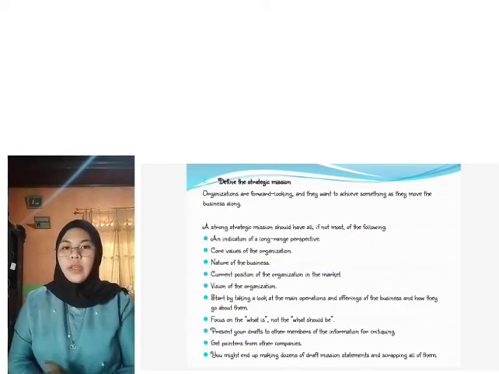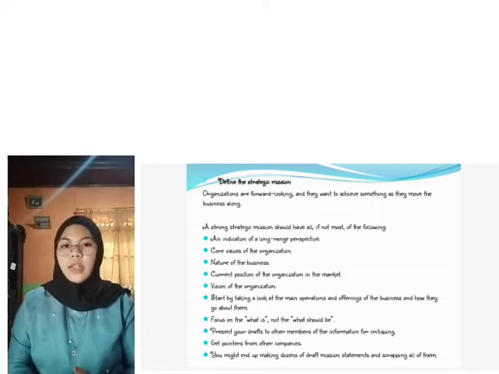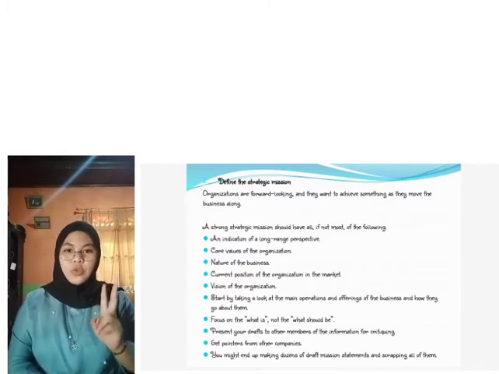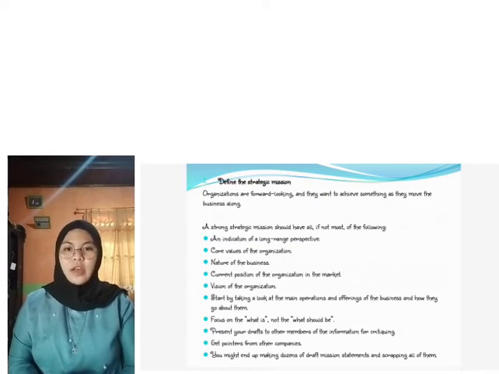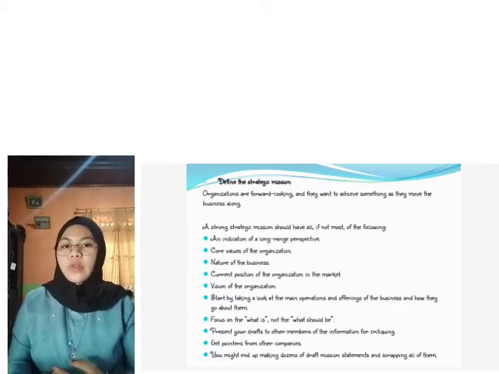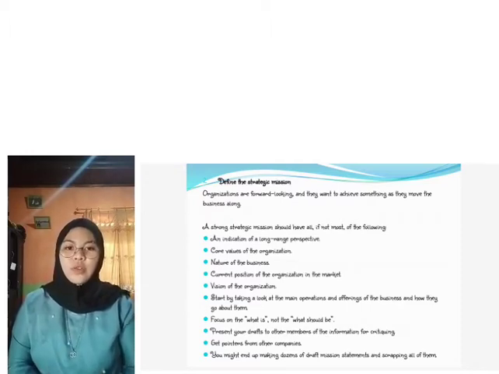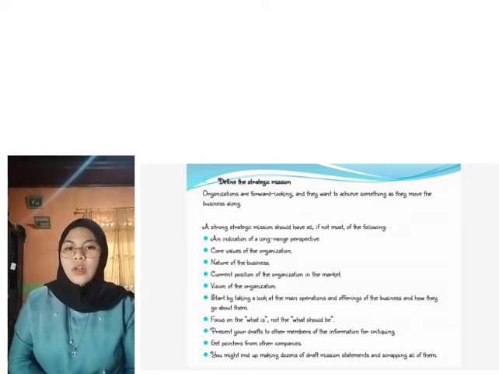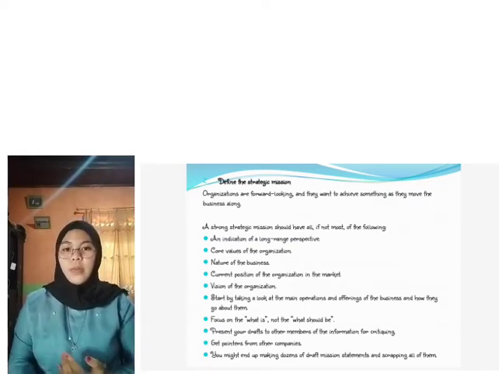2. Define the strategic mission. A strong strategic mission should have all, if not most, of the following: 1. Perspective of all ranks, 2. Core values of the organization, 3. Nature of the business, 4. Current position of the organization in the market, 5. Vision of the organization.